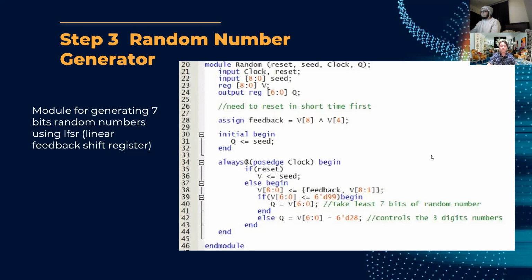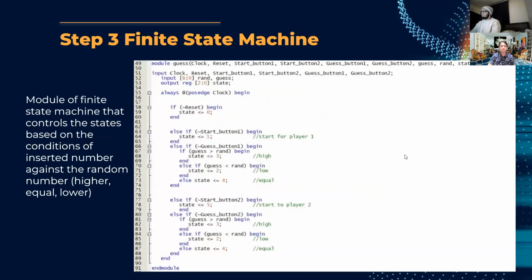Exactly. Then we proceed to the next submodule, which is the finite state machine. This finite state machine controls the states. As you can see in the state diagram, state 0 is where the display is blank. State 1, where the display is play. State 2, where the display is low. State 3, where the display is high, and so on.